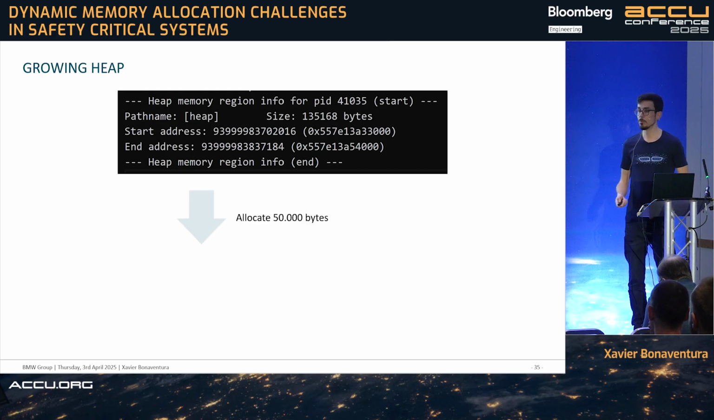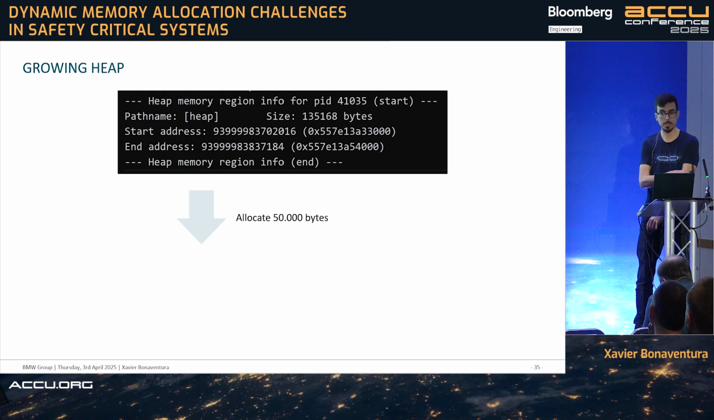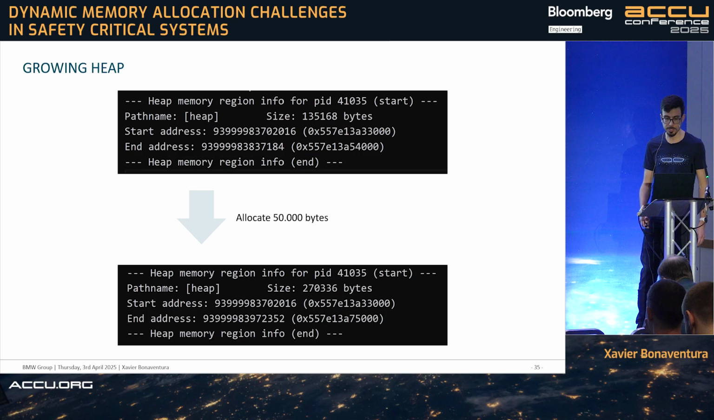And now you can say, okay, I want to allocate 50,000 bytes. What we will do is create an array with a unique pointer, just grabbing 50,000 bytes. And what we see is that the size of the heap has grown. Now it's 270,000 bytes. Makes sense, maybe, or not. I mean, we saw it was 135,000, so 50,000 should fit there. It grew. Was it expected? You decide.